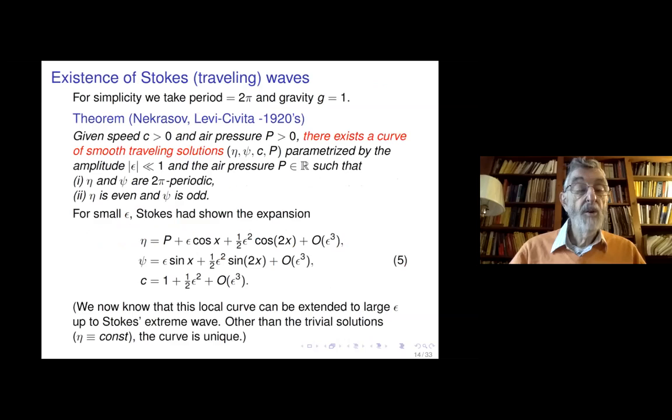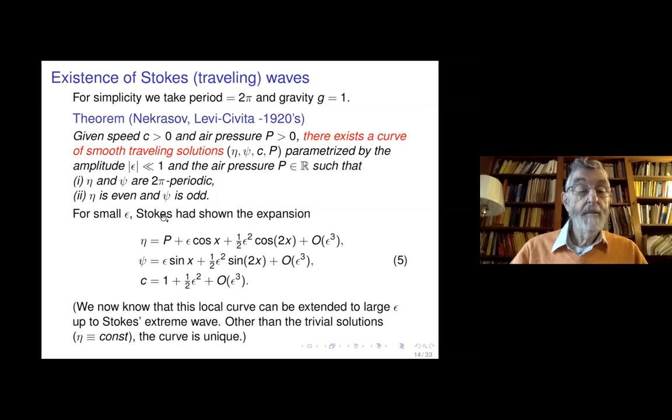All right, so first, there's the Nekrasov-Levi-Civita theorem, which says that locally there's a curve of smooth traveling waves. I'm just talking about the small, this is local bifurcation. You could think of this as local bifurcation. These are smooth functions and they're exact solutions. They're exactly traveling, they're exactly periodic, and they have an even-odd character here. And that's a unique curve, given the two constants in the beginning.